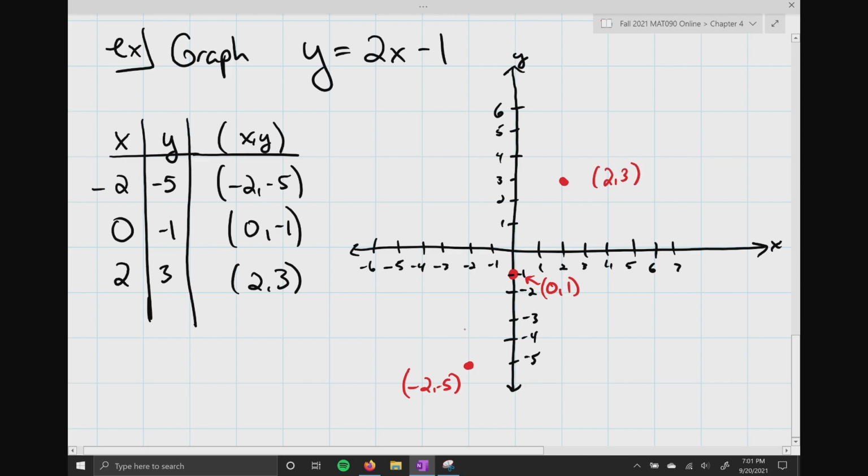And when I connect the dots, it forms a nice straight line. Or at least that's about as straight as I can make this line for myself, because like I said, I am a terrible artist. Now, if you want to use Desmos, I will show you how to do that.